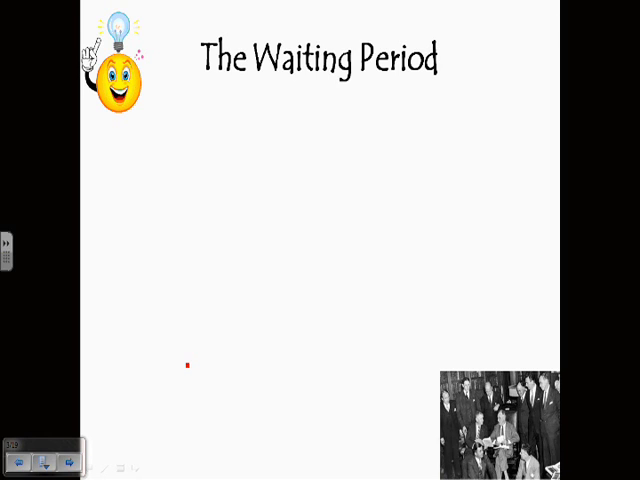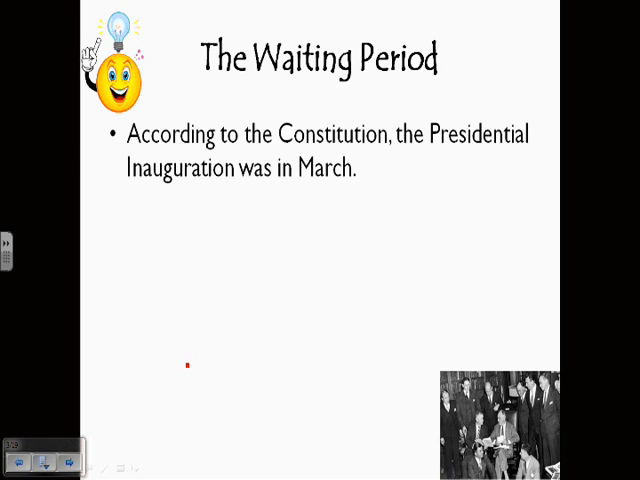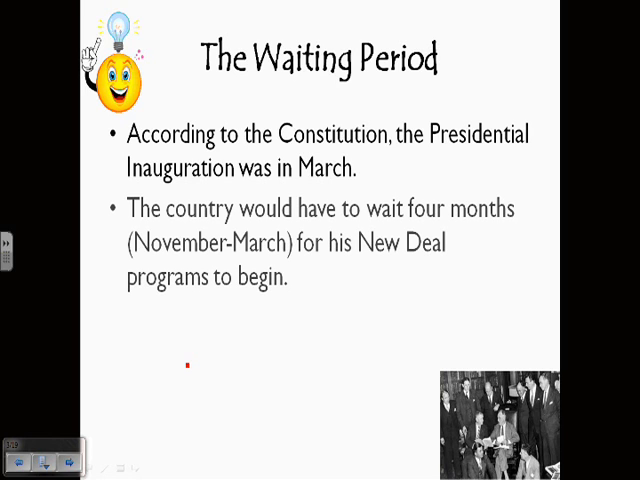Now, here's what I started to talk about before: he's elected in November, but in the 1930s he would not take office until March. We've since made changes to this, so we're looking at this long November to March period, where people had to sit around and wait for him to be inaugurated in order for his New Deal programs to be implemented.